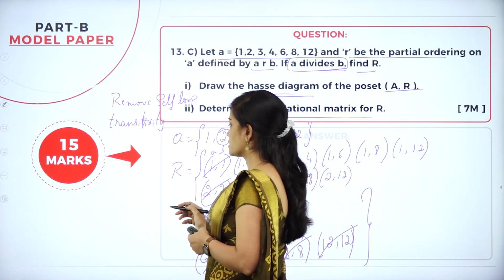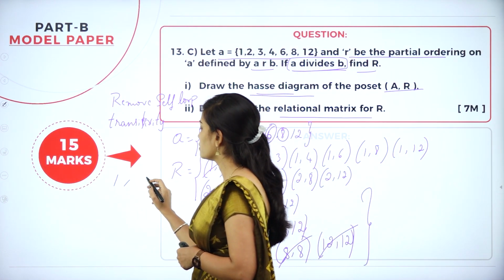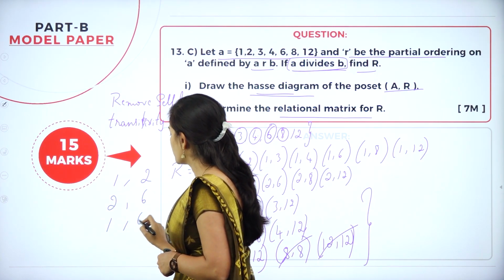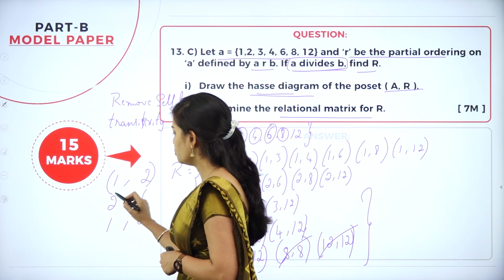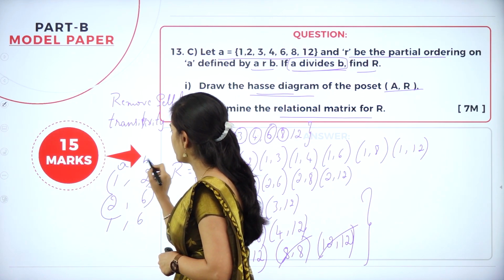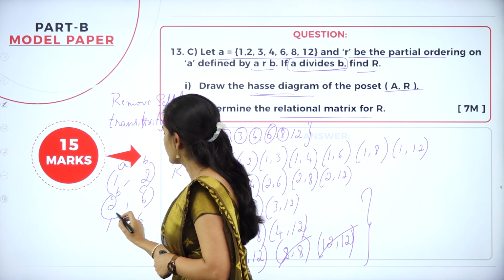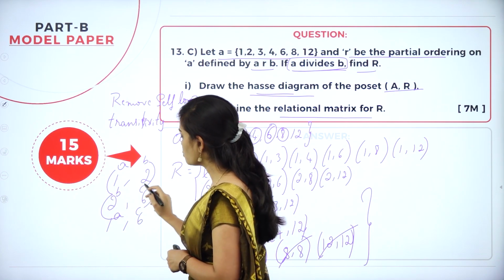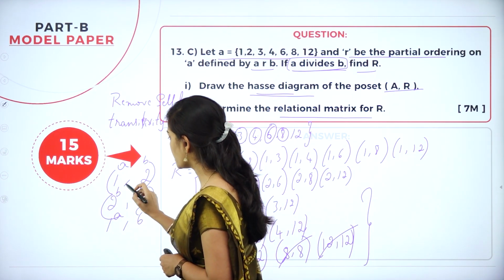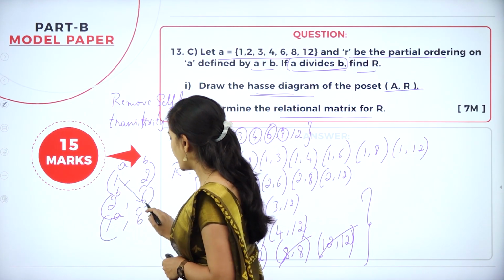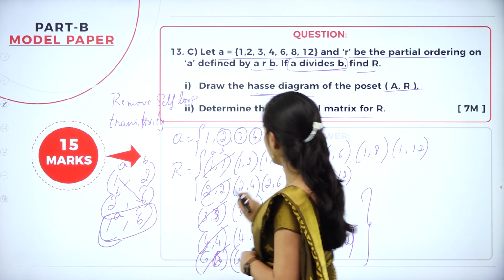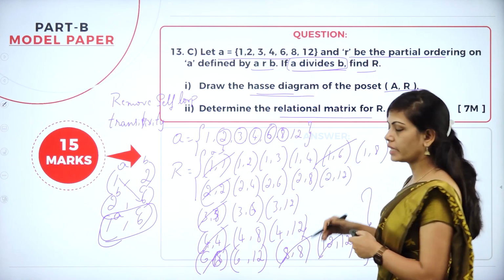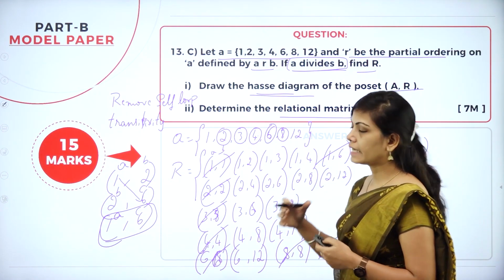So what is this transitivity? So 1 to 2, 2 to 6 and 1 to 6. That is A to B, B to C, then A to C. Is it right? So A to B is 1 to 2, B to C is 2 to 6, and what is A to C? 1 to 6 is A to C. So you can remove this 1 to 6. Is it clear? So you just remove that. So you will get the relation.